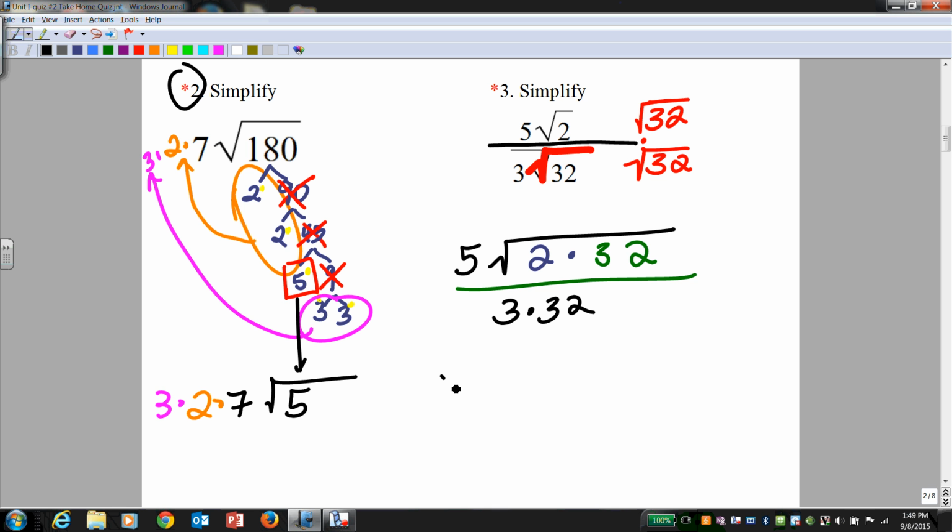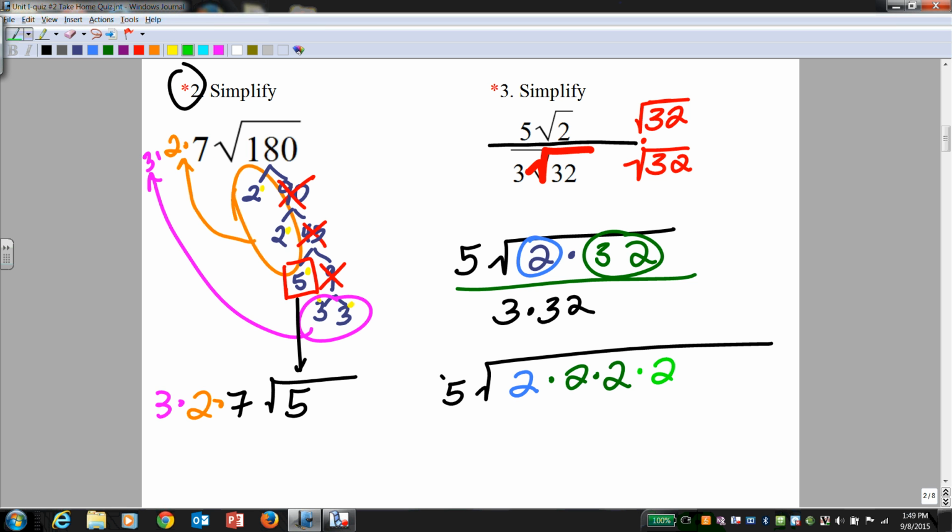So now what you want to do is we do 5, and we're going to prime factor. 2 is already prime factored. I'm going to prime factor 32, which is 4 times 8. So 4 is 2 times 2, and 8 is 2 times 2 times 2 again. That's 32. Over 3 times 32.